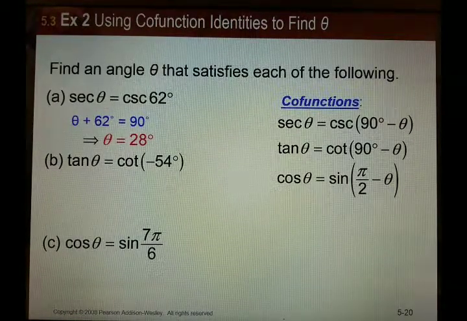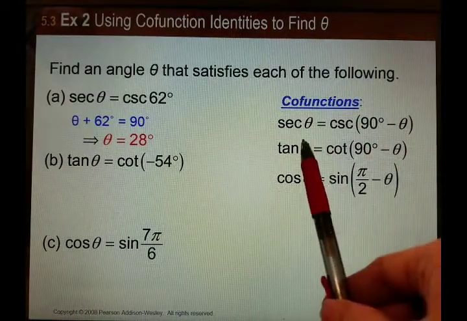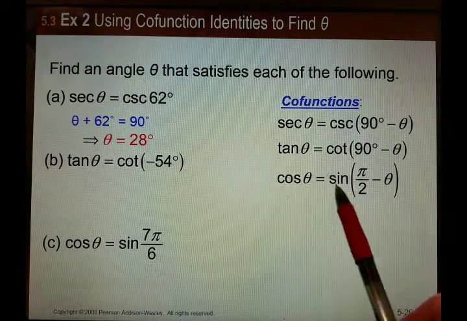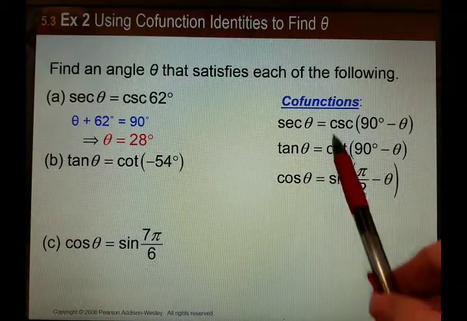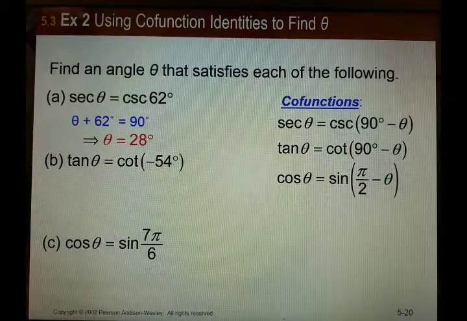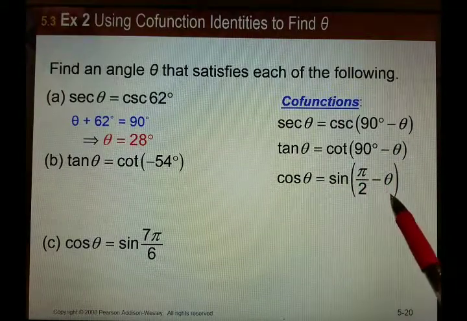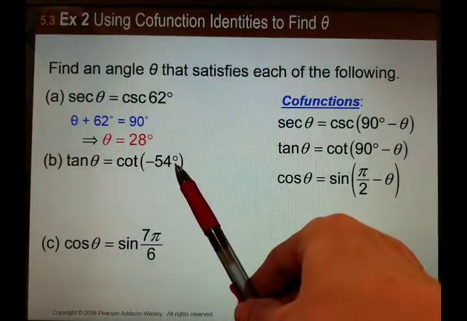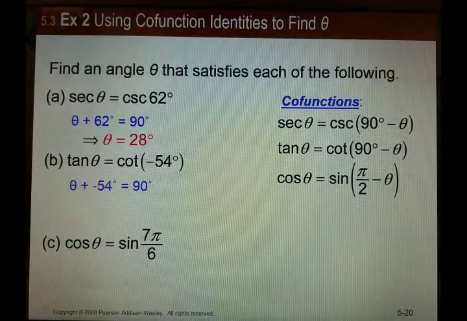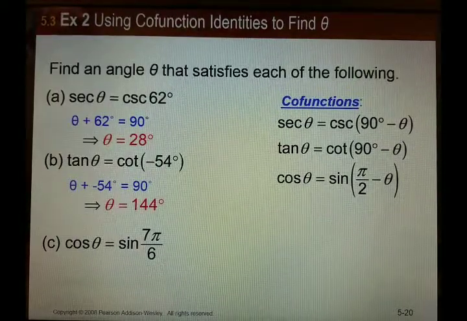On problem B, again, tangent and cotangent are cofunctions. I was reminding you over here, your cofunctions. Secant and cosecant are cofunctions, tangent and cotangent, and cosine and sine. And remember, the sum of the two angles would add up to 90 degrees. Now, if it's in radians, 90 degrees is the same thing as pi halves radians, so they could also have a sum of pi halves. All right, this one's in degrees. These are two cofunctions, so these two add up to equal 90 degrees. Add the 54 degrees to the 90, and your angle is 144 degrees.